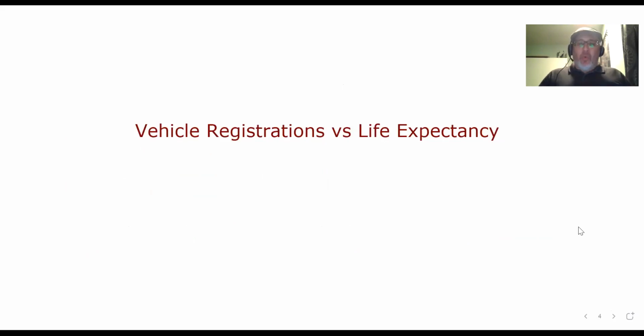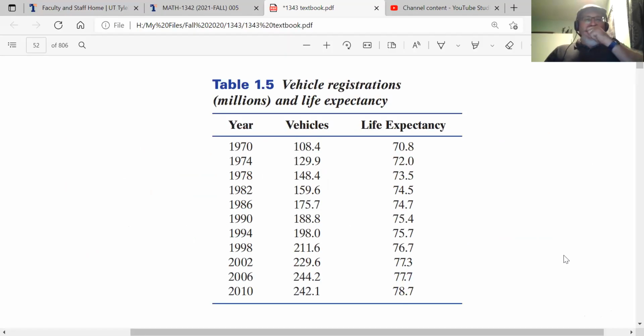We're going to take a look at one more example: vehicle registrations versus life expectancy. And to see this example, we're going to go to the PDF of the second edition of this textbook. There it is. Here's a table from the book that lists the number of vehicle registrations in millions and the life expectancy. I'm assuming of U.S. citizens. Obviously, the population is not stated here, but we'll take the population of choice.